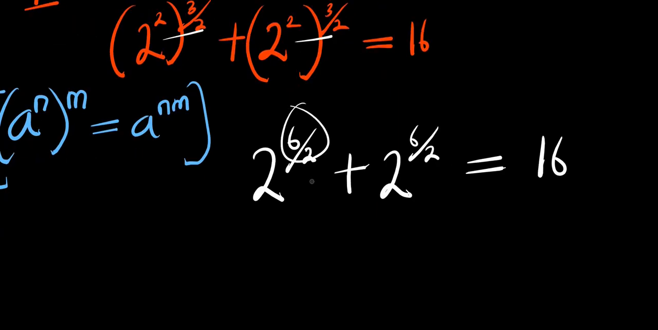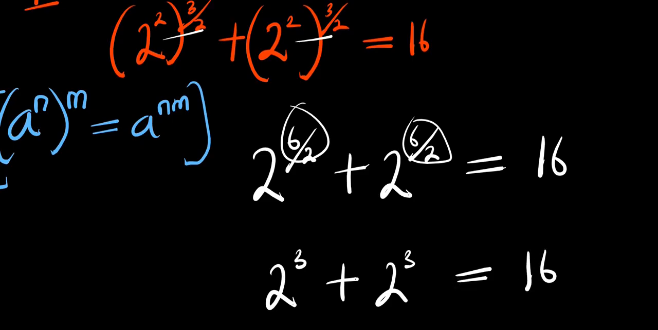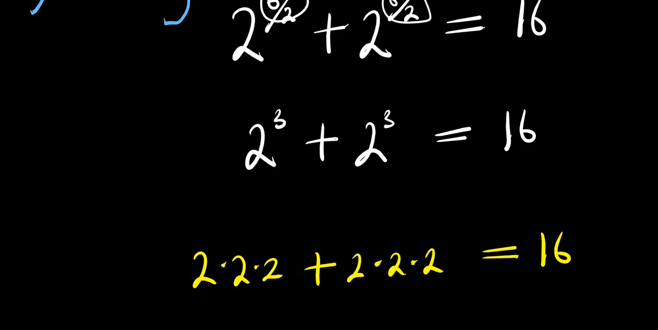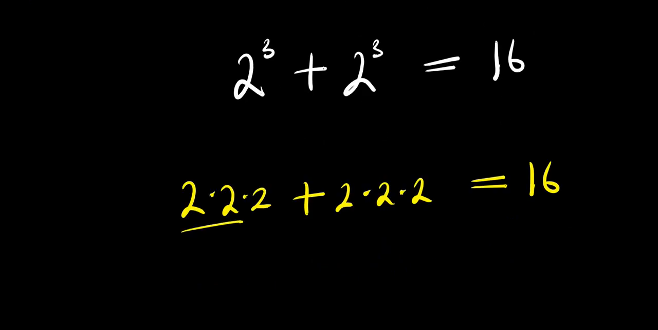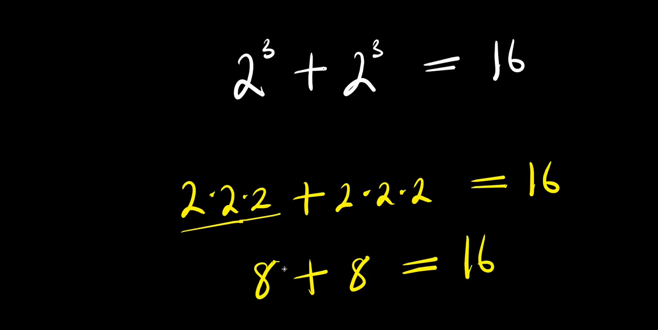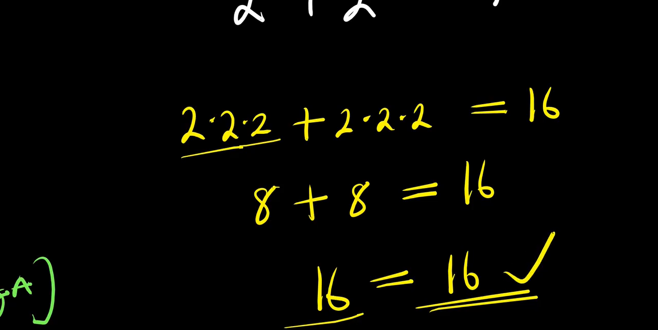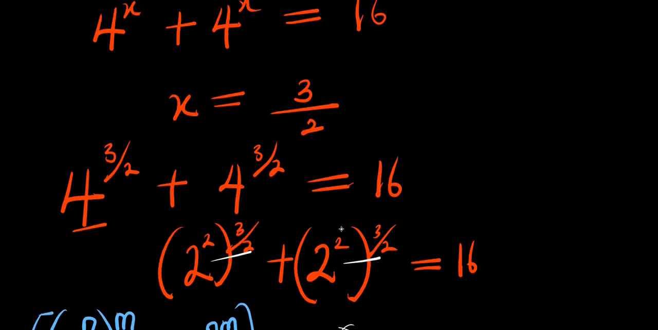6 divided by 2 is 3. I have 2 power 3 plus this is 3 again. I have 2 power 3 plus 2 power 3 equals 16. What is 2 power 3? This is 2 times 2 times 2 plus 2 times 2 times 2 equals 16. 2 times 2, 4 times 2, this is 8 plus 8 equals 16. So from here, we have 16 and this equals 16. So both sides are correct. Both sides are the same, meaning that the solution is correct.